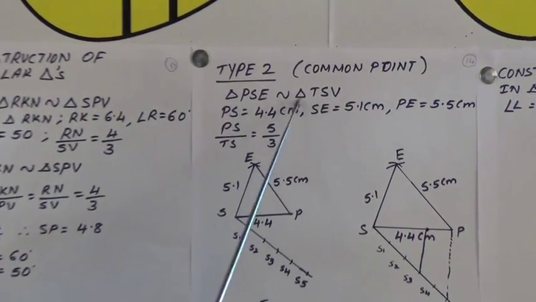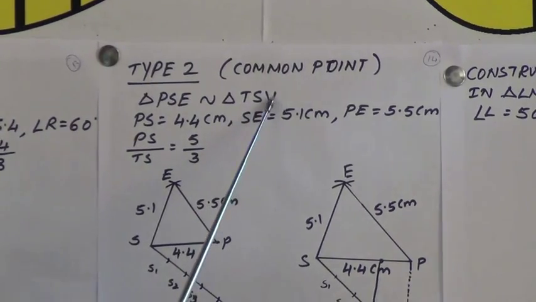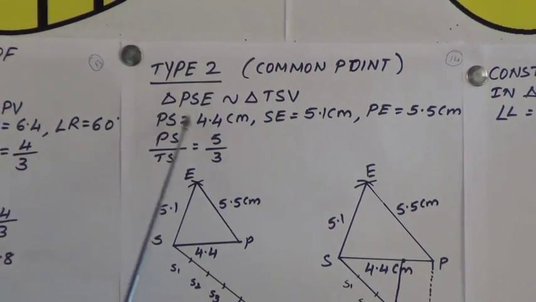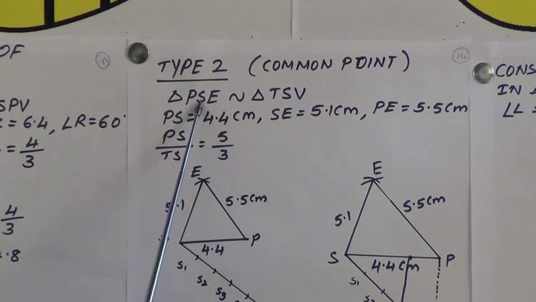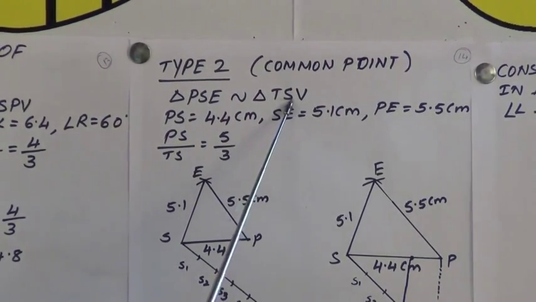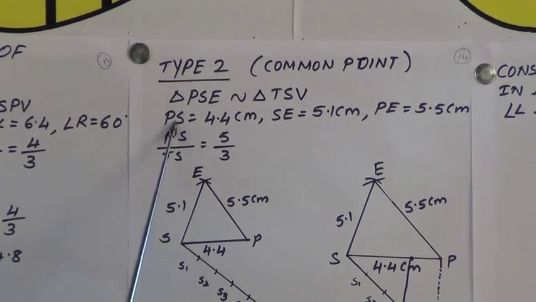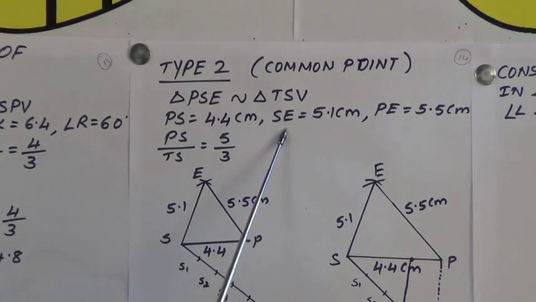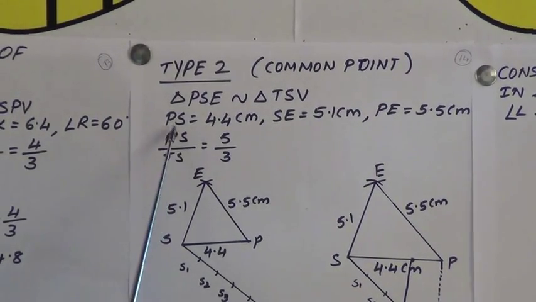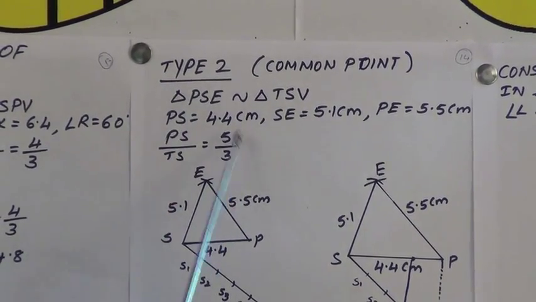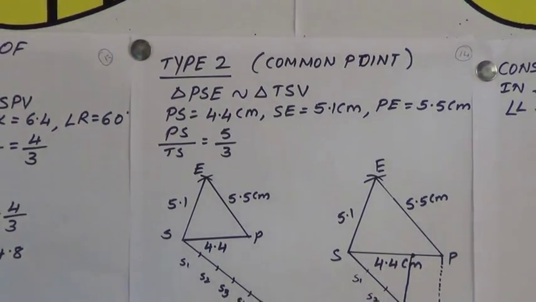Triangle PSE is similar to triangle TSV. Now if you observe, there is a common point here. Here also we have got point S, here also we have got point S. Now whatever the details given, PS is 4.4, SE is 5.1 centimeter, PE is 5.5 centimeter, and the ratio PS upon TS is given to be 5 upon 3.